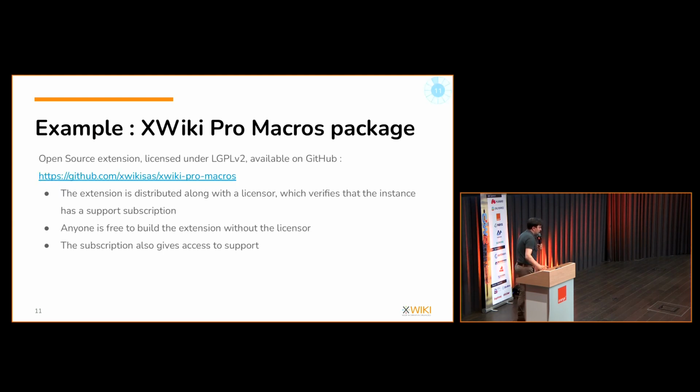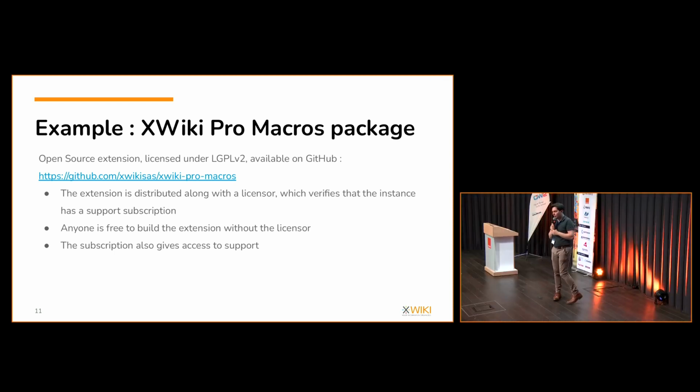Yep. So today, that's what we are doing, especially when it comes to the Confluence migration. We have extensions that we identify as really important and addressed to a very specific professional use case. We release them under the XWiki Pro macro package, which is an extension that comes with a licensor that verifies if there is an ongoing support subscription. And the idea is that everyone can download the extension, build it without the licensor, and use it. It's just going to be a bit more of a burden for you.